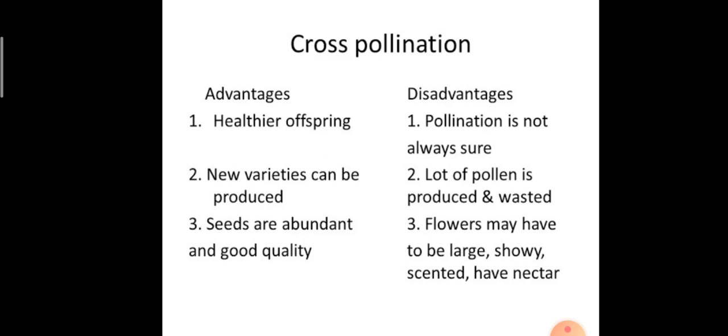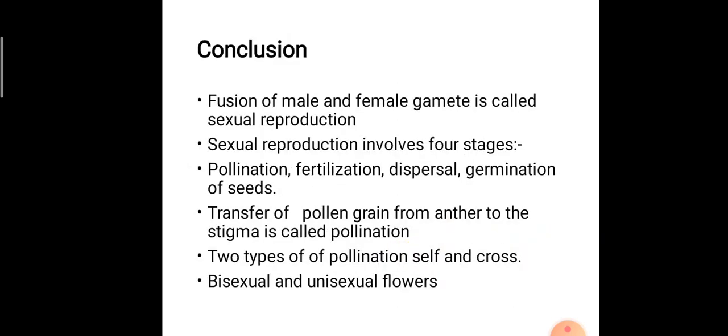So this is the last topic which we have learned today. As a conclusion, we have learned that the fusion of male and female gametes is needed for the production of seed. Sexual reproduction is required. Sexual reproduction involves 4 stages, that is pollination. We have learned about pollination. The next 3 stages we are going to learn in the coming videos, that is fertilization, dispersal and germination of seed. Transfer of pollen grain from anther to stigma is known as pollination.